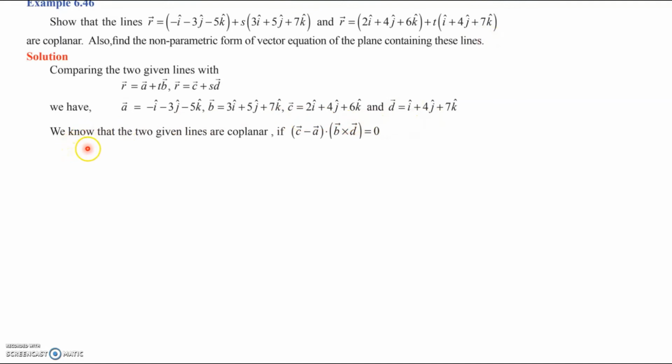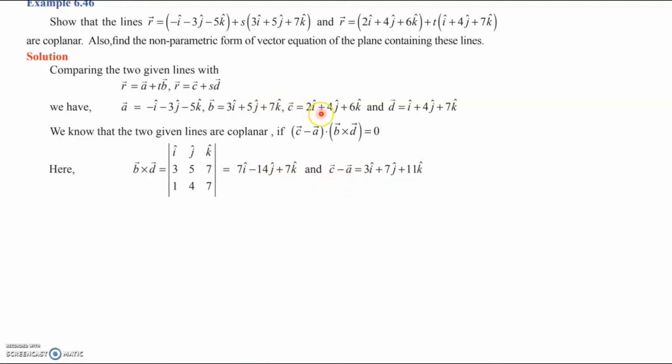Now the condition for the two lines to be coplanar is that (C minus A vector) dot (B cross D) is equal to 0. So let's substitute the values. B cross D will be the determinant of i cap, j cap, k cap, 3, 5, 7 and 1, 4, 7, which, on simplifying, gives 7i cap minus 14j cap plus 7k cap.